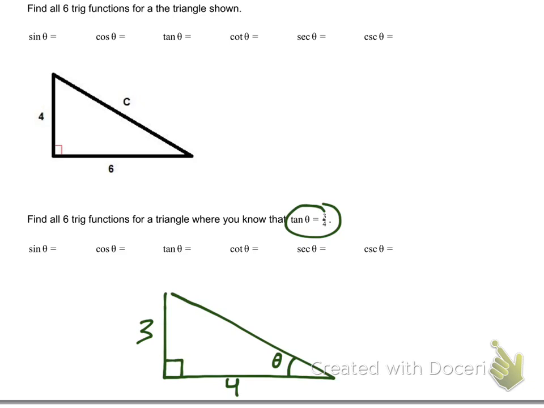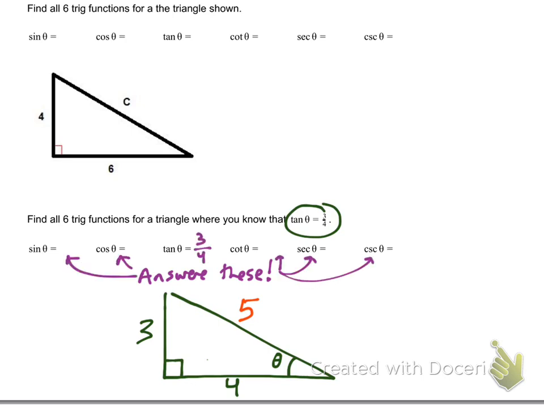I know tangent, TOA, is opposite over adjacent, so let's make the opposite 3 and the adjacent 4. That means that when I've done the Pythagorean Theorem, my long side is 5, so 3 squared plus 4 squared equals c squared. Solve that. And I want you right now to answer all of these. I'll take care of the tangent, and you guys answer the rest.